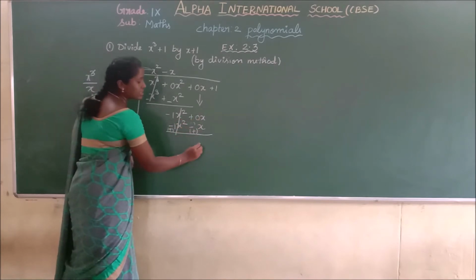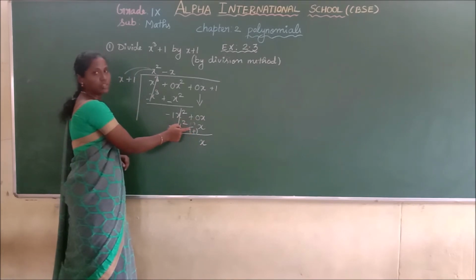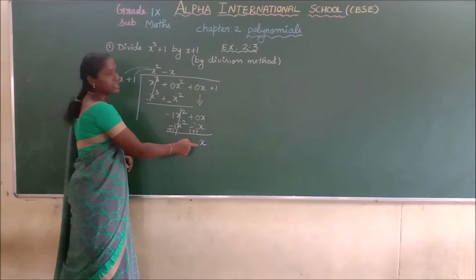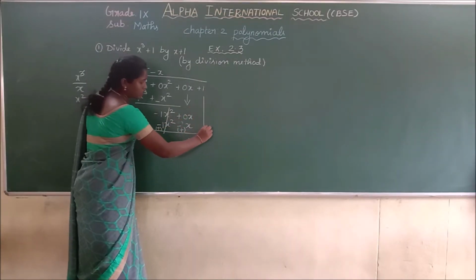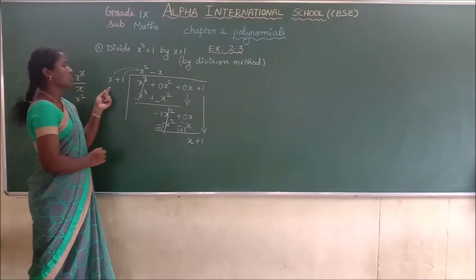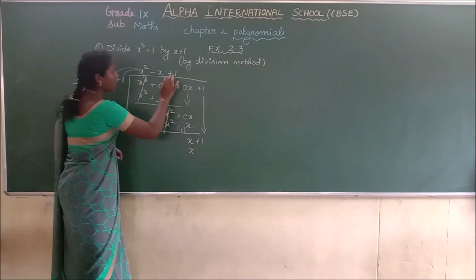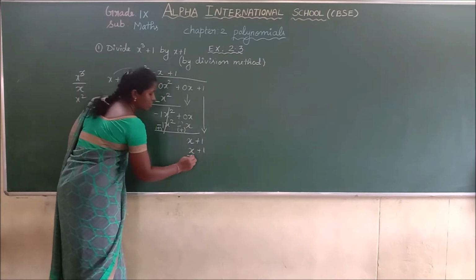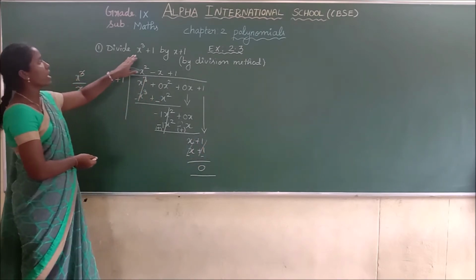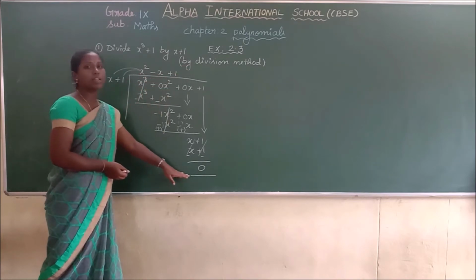So 0x plus 1x is 1x. Here 0x, we add the term because the sign will be changed. If you are subtracting, the sign changes to plus. So 0x plus 1x is x. Take the next term down, here plus 1. Now the first term here is x, and here also x, so put plus 1. 1 into x is x and plus 1 into plus 1 is plus 1. You have to subtract the terms, so you will get the remainder as 0. So on dividing x cube plus 1 by x plus 1, we get the quotient x square minus x plus 1 and the remainder is 0.